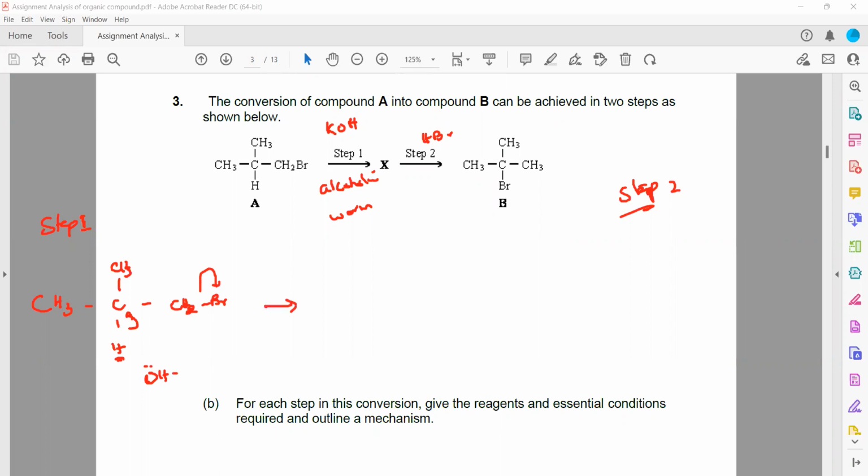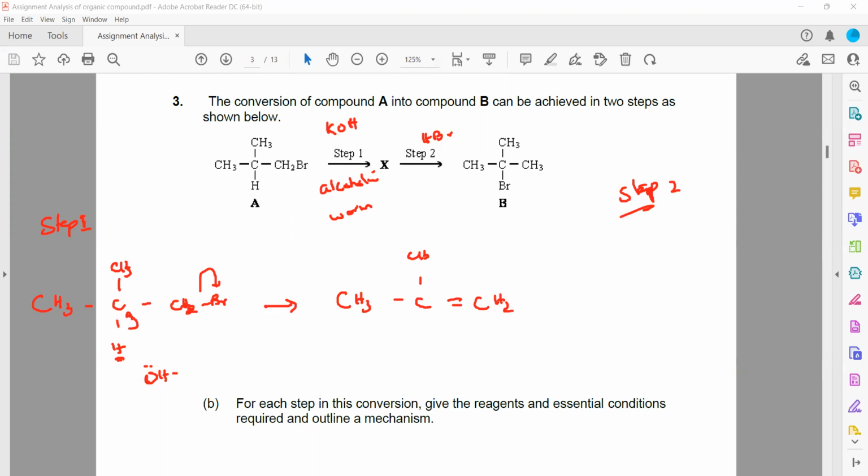As a result, an elimination reaction will occur. So this will be CH3, C. This carbon breaks the bond, and the right-hand side carbon also breaks the bond. So there will be a double bond between them, and this will be CH2.